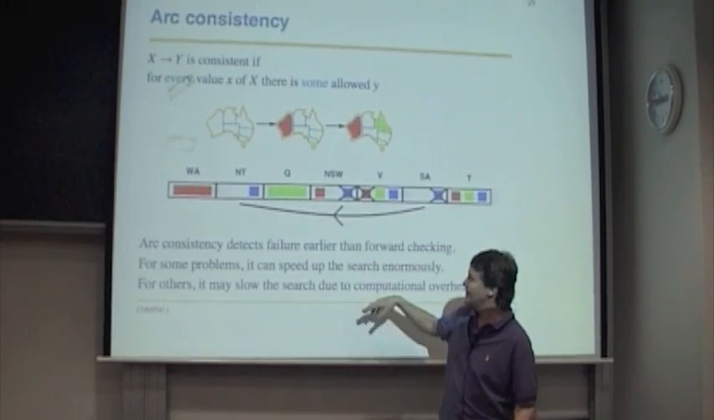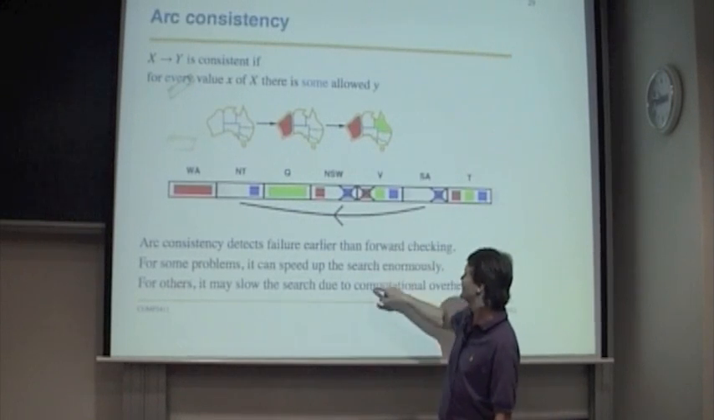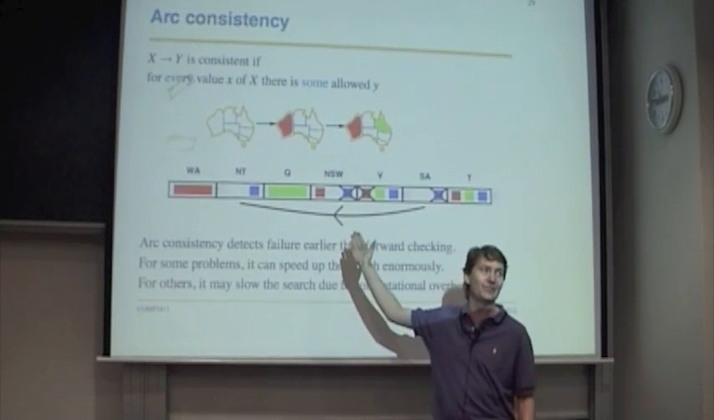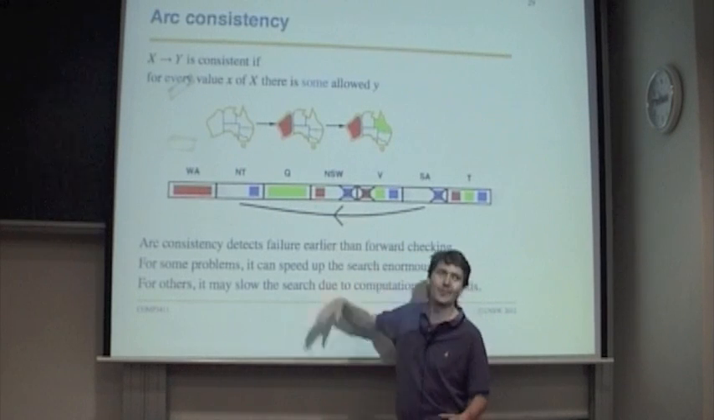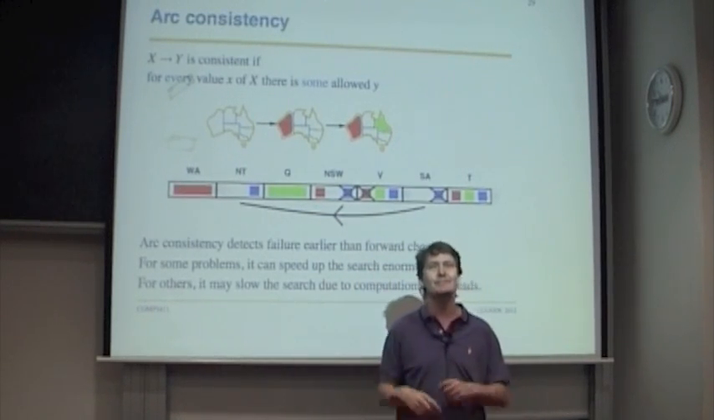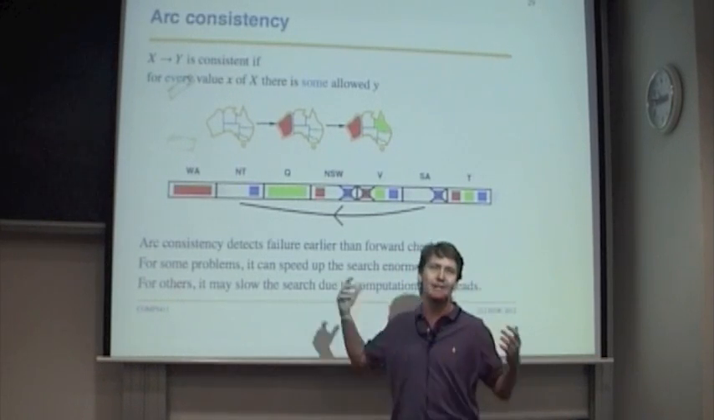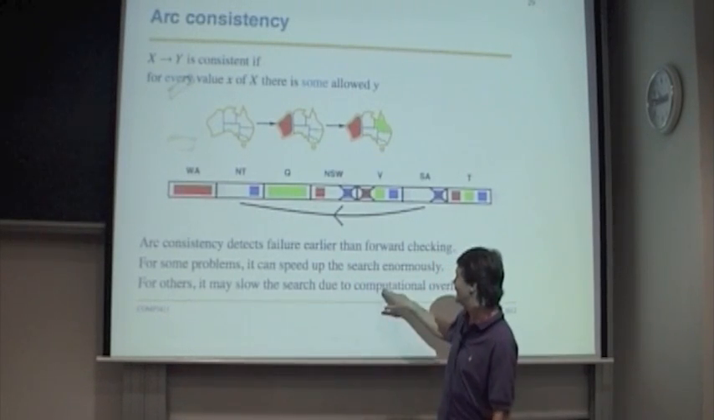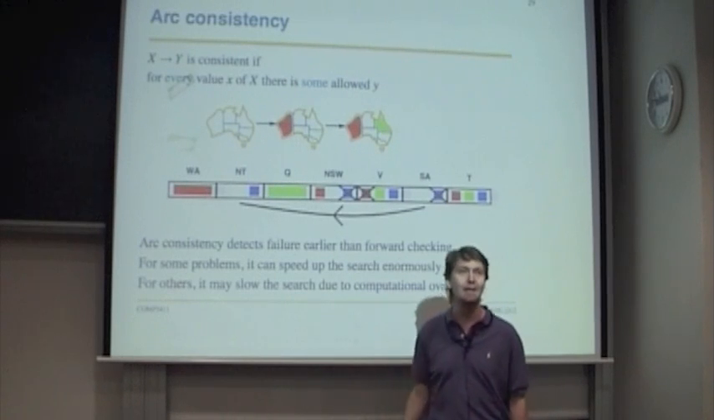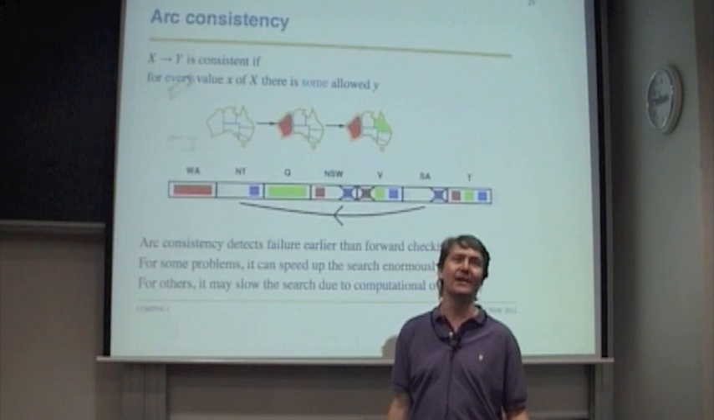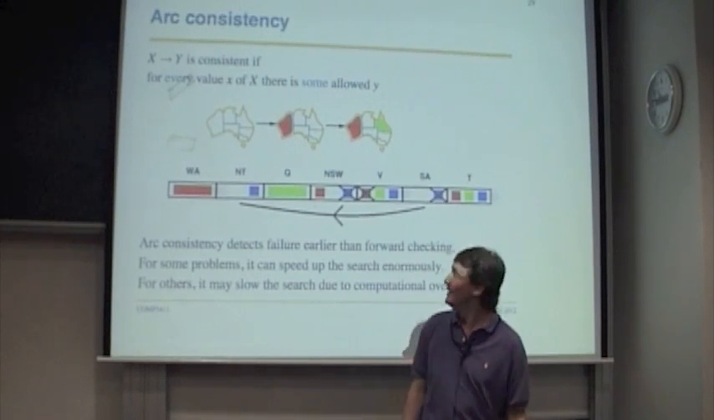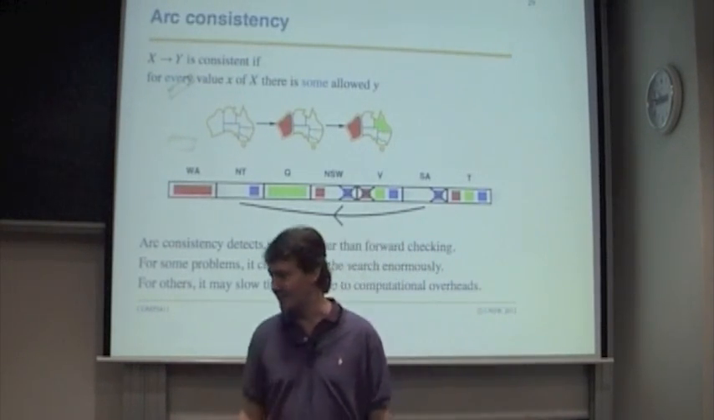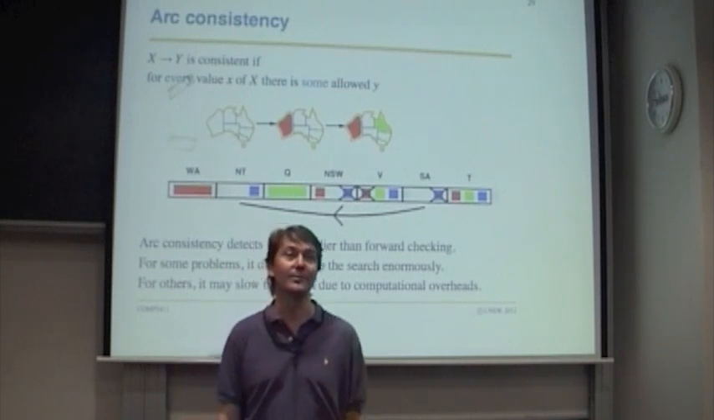There are some problems for which this technique doesn't really help you at all, and in fact it may slow the search down because you're implementing extra data structures. Every time you do an assignment, you're doing this extra processing to check for inconsistencies. There may be some tasks for which the computational overhead actually makes it slower than it would have been otherwise. But there are some problems for which this speeds things up enormously.